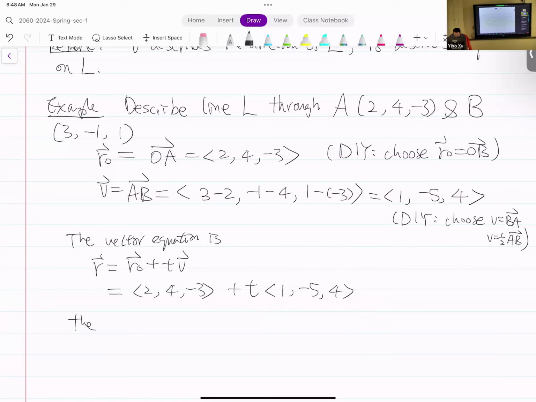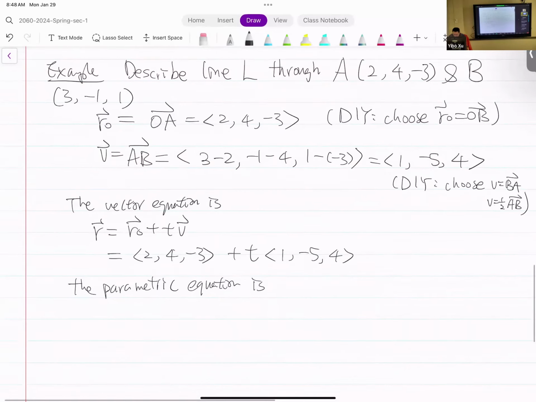Okay. Now the parametric equation. Basically for the parametric equation, we just need to express everything in terms of x, y, z. So the x component has to be 2 plus t. The y component has to be 4 minus 5t. And the z component has to be -3 plus 4t.